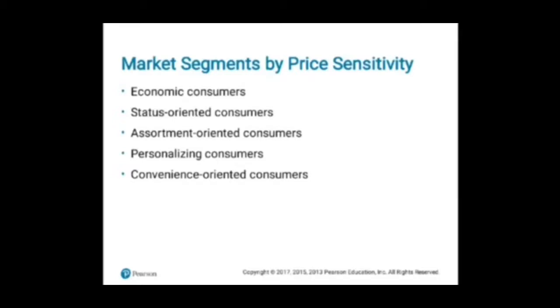Assortment-oriented consumers seek retailers with strong selections and want fair prices. Personalizing consumers shop where they are known and will pay slightly above average prices. Convenience-oriented consumers look for nearby stores with long hours and may use catalogs or the web. They will pay higher prices for convenience.